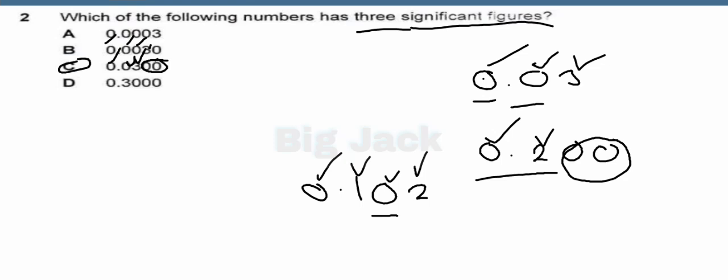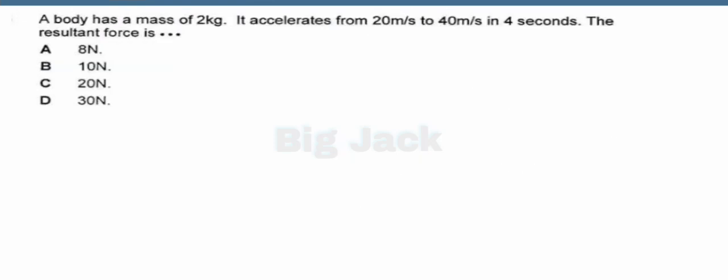The next question. Okay, so the next question is saying, a body has a mass of 2 kgs. It accelerates from 20 meters per second to 40 meters per second in 4 seconds. The resultant force is, so here they are asking us to find the resultant force. So we need to write the formula for the resultant force. Force is equal to mass multiplied by acceleration.